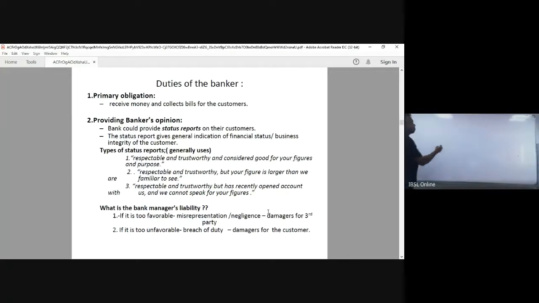We take two banks, NDB and HNB. Two banks.